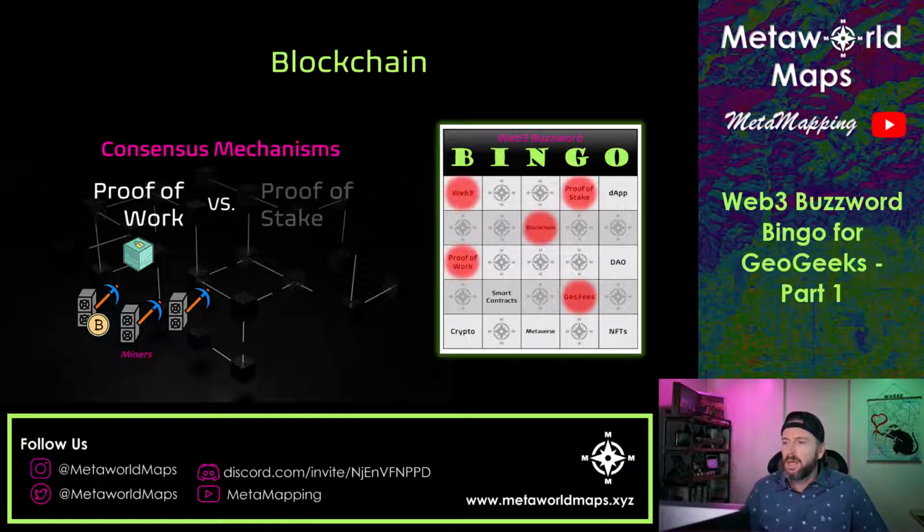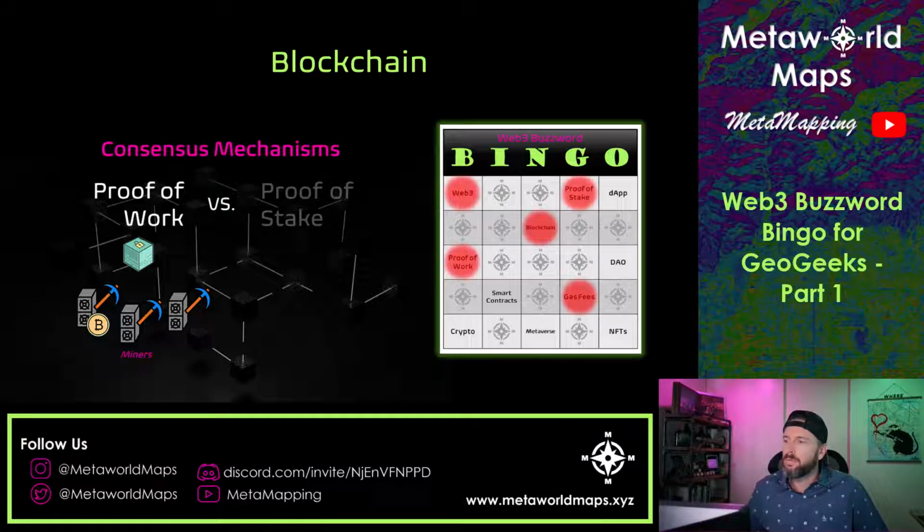Now, there are a lot of negative connotations with proof of work because all these computers are competing, and the amount of processing needed to solve these mathematical problems consumes a lot of power, and the equipment is very expensive.